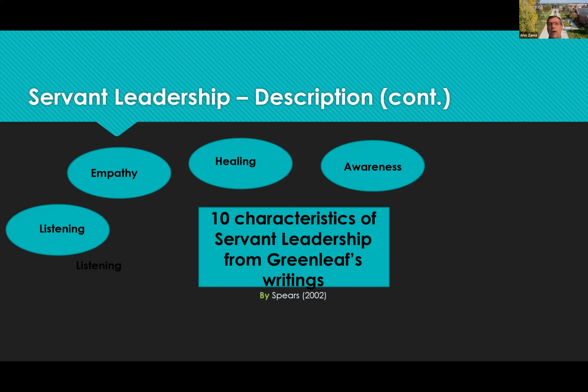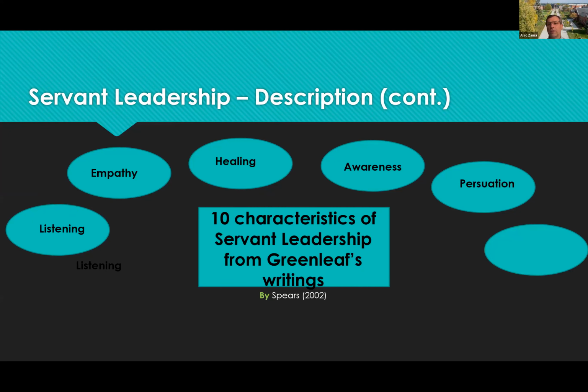Servant leaders also have a high degree of awareness, self-awareness and situational awareness. This is an element from emotional intelligence. Good leaders overall should have a great degree of self-awareness and situational awareness, but it's even more important from a servant leadership perspective. They should engage in persuasion. Robert Greenleaf was against using coercion in the relationship between leaders and followers, and he suggested that leaders should develop good communication skills, especially persuasion skills.